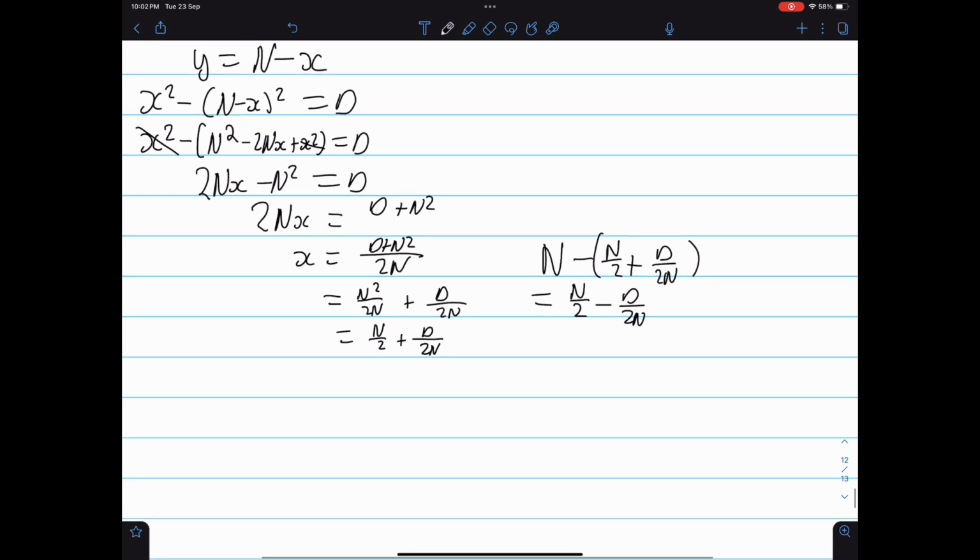So that's it for exercise 1D, the simultaneous equations. Stealth quadratics will be next.